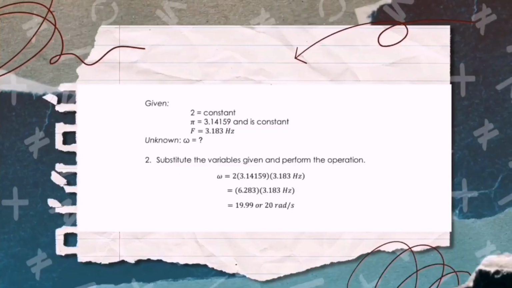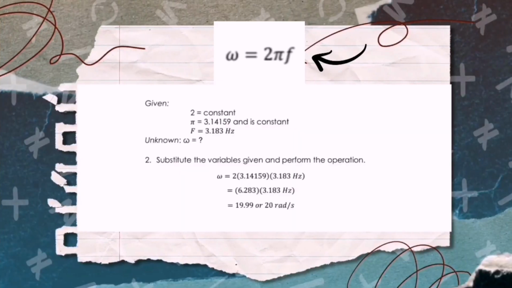Finally, the angular velocity. We use the formula omega equals 2 pi f. We substitute the constant and our calculated frequency. That gives us omega equals 2 times 3.14159 times 3.183 Hertz. First, we multiply 2 by pi.